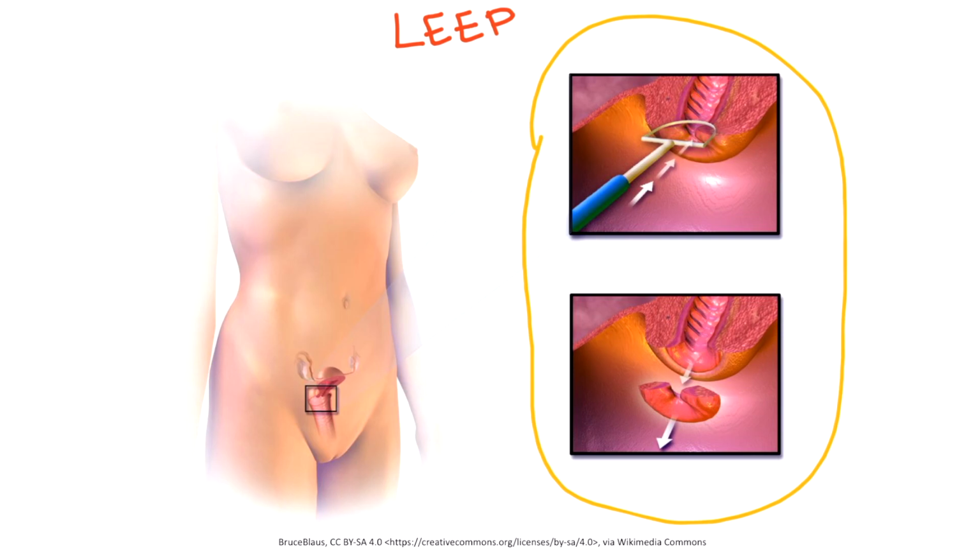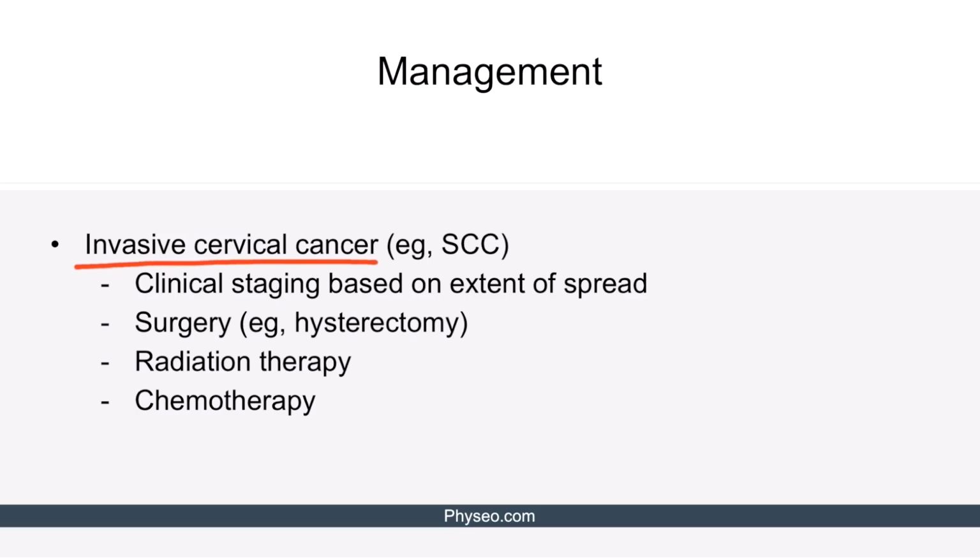When it comes to management of invasive cervical cancer, for example a squamous cell carcinoma, the clinical algorithms and decision trees are quite complex and are mostly beyond the scope of USMLE Step 2. The gist of management is that it is based on clinical staging, which itself is based on the extent of spread of cervical cancer. Once the cervical cancer has been clinically staged, clinicians use a combination of surgery, for example hysterectomy, radiation therapy, and chemotherapy to treat patients.